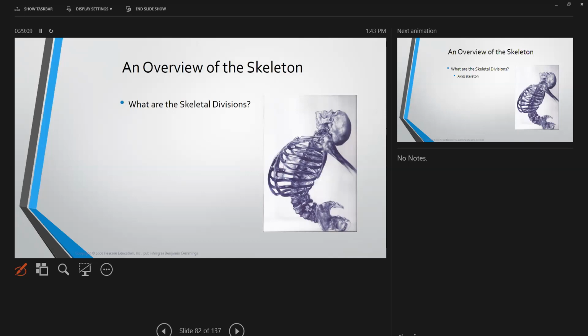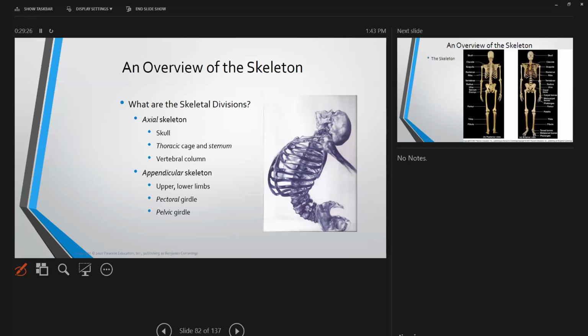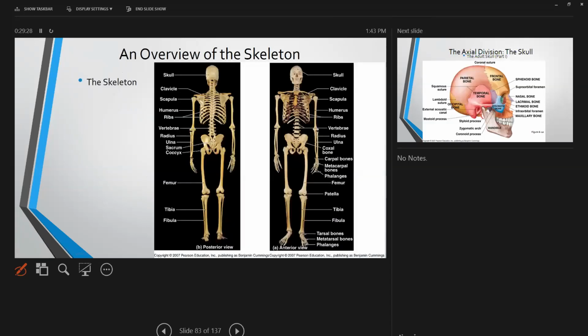So what are the skeletal divisions? The axial skeleton: skull, thoracic cage and sternum, vertebral column. The appendicular skeleton, which is your upper and lower limbs, your pectoral girdle, pelvic girdle, and here we go.